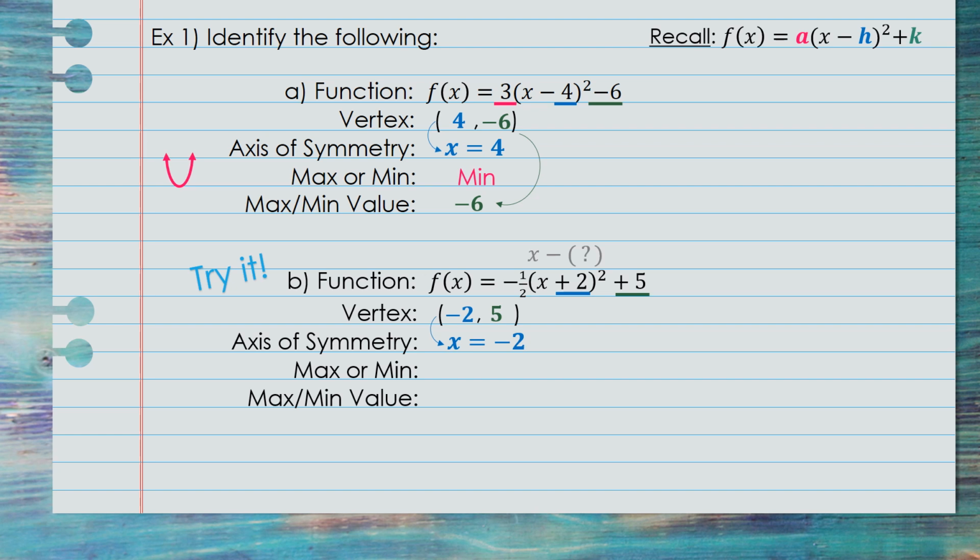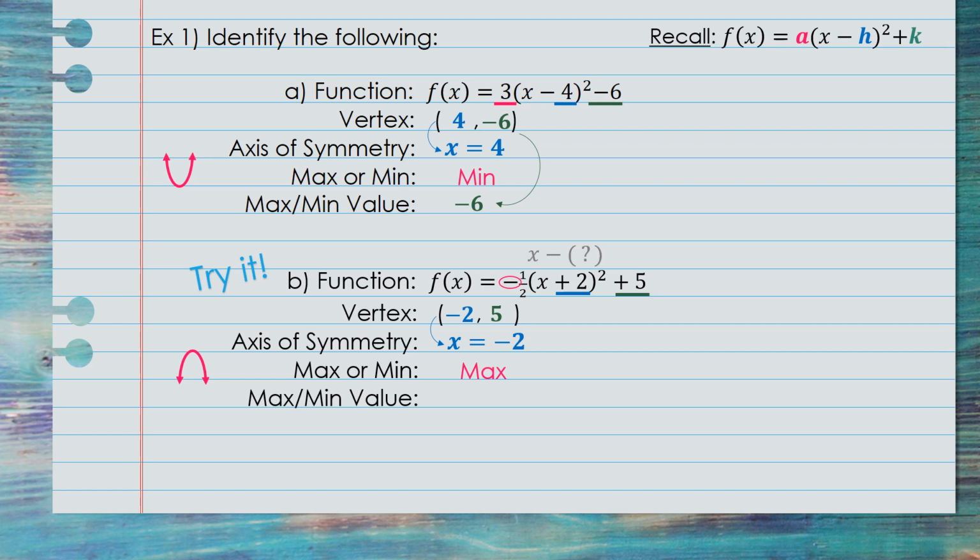To determine whether it's max or min, we look at the a value or the leading value. And in this case, we notice our -1/2 is a negative. Since it's negative, it means there is a reflection across the x-axis, which means it's a downward-facing parabola. Since it's downward-facing, we see a high point, which means we have a maximum, or a max, in this case.